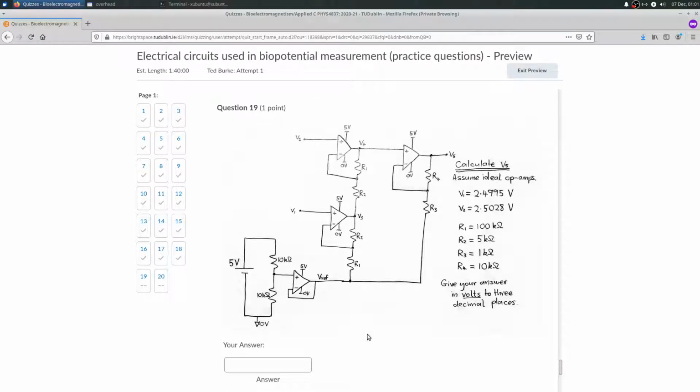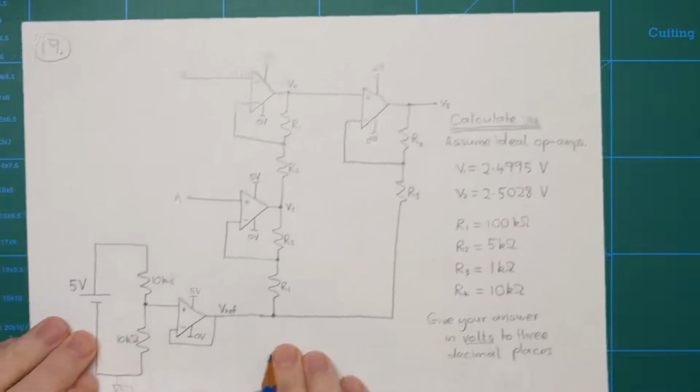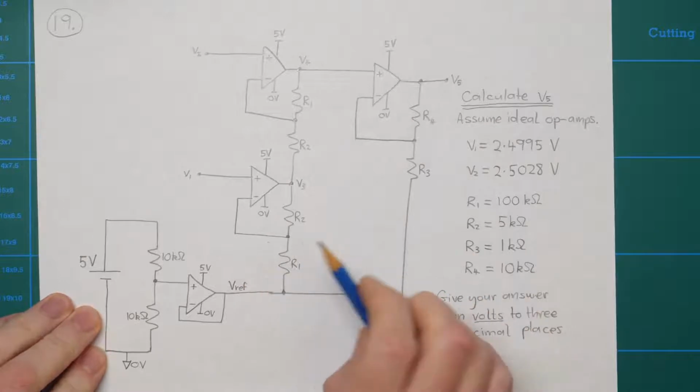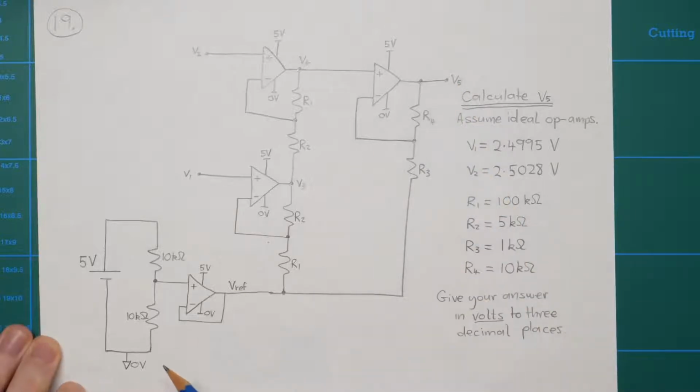Okay, we're on to question 19. So this question kind of pulls together a lot of the different parts of the circuit that we built earlier in the module. What you're asked to calculate in this case is the output voltage, which is labeled V5, right? But there's really three separate blocks here in the circuit.